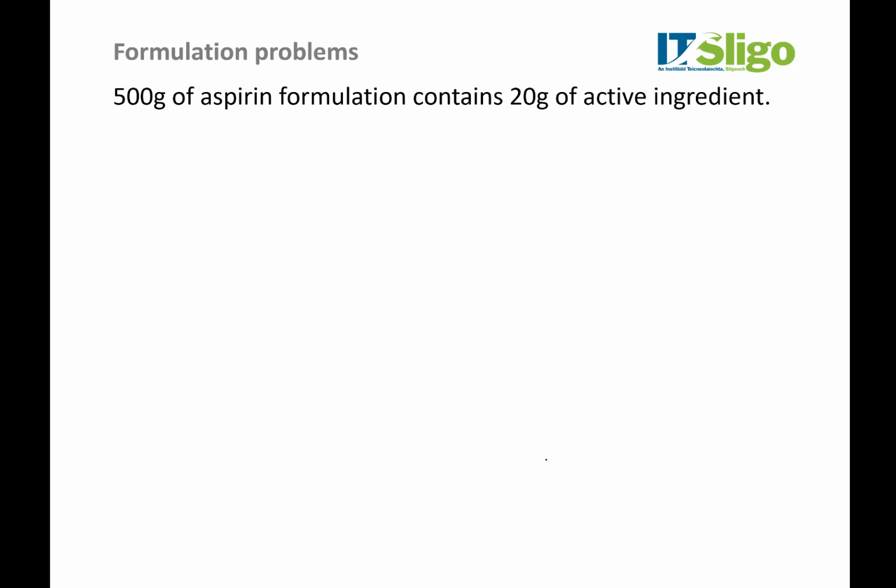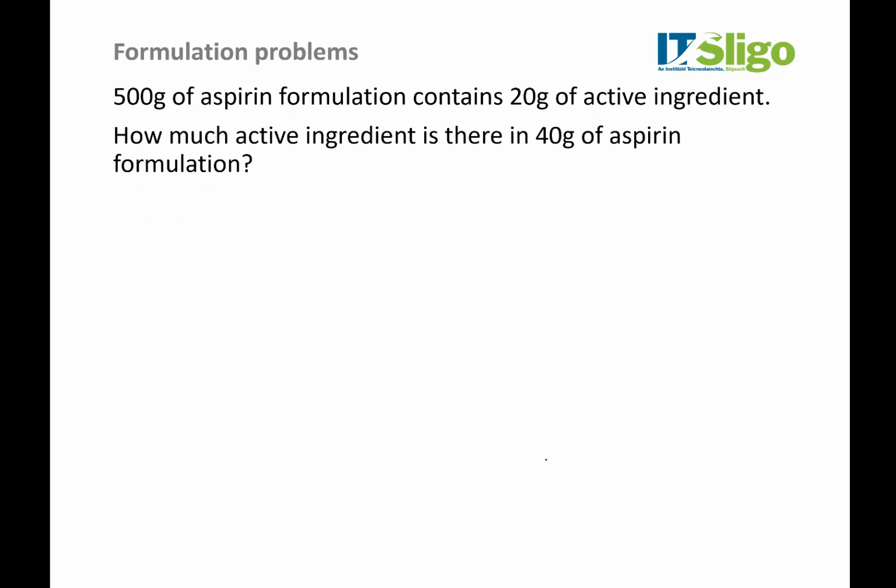So 500 grams of aspirin formulation contain 20 grams of active ingredient. How much active ingredient is there in 40 grams of aspirin formulation? So be careful here, guys. We have to be a bit careful which is which. We've grams and grams. But if we just think of it, there's 500 grams of formulation, and then we have 20 grams of active. So as long as we keep everything in the right column, we're not going to go too wrong.